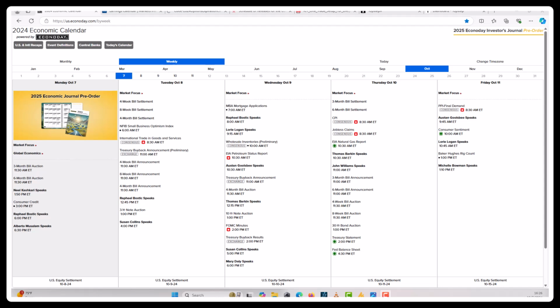And today is October 7, 2024. It's a Monday, the first trading day of this week, and this week is the second week of October. We are in the fourth quarter, the last quarter of this year. So we are right here, and also keep in mind that we are in the Monday after non-farm payroll last Friday.